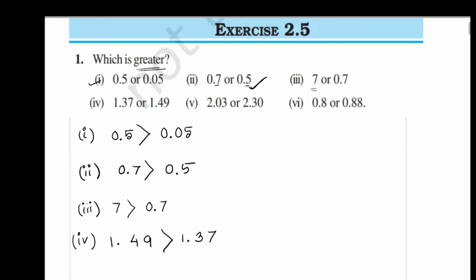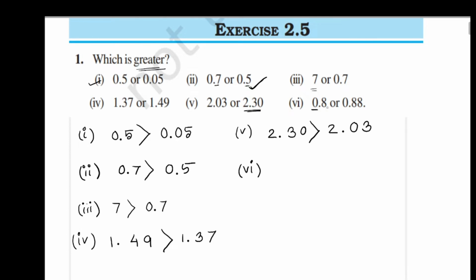Come to question number 5, 2.03 or 2.30. See, before the decimal, that means in the integral part, here also 2, here also 2. After the decimal, in the tenths place, here it is 0, here it is 3. So definitely this will be greater. So 2.30 is greater than 2.03.